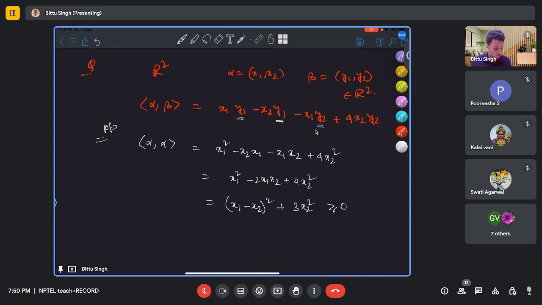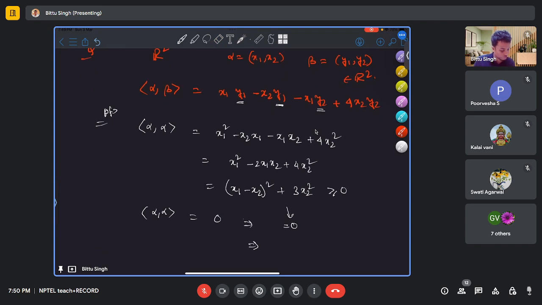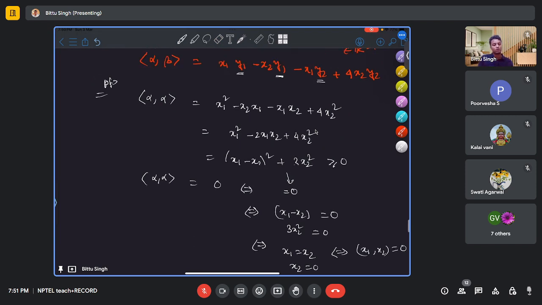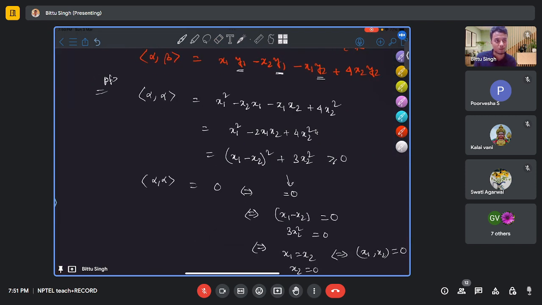Okay, and another property is, if we assume the inner product of the same thing is zero, then from the above, you can see that this will imply that this thing should be zero, okay? And this is if and only if x1 minus x2 is zero, and 3 x2 square is also zero. The first one will imply x1 equal to x2, the second one will imply x2 equal to zero. And this is equivalent to saying x1, x2 are both 0. So (x1, x2) is the zero vector. From here, you can say that the above definition is an inner product. Therefore, it is an inner product.